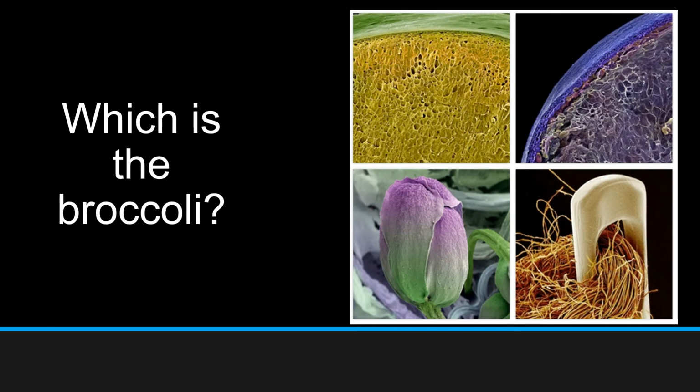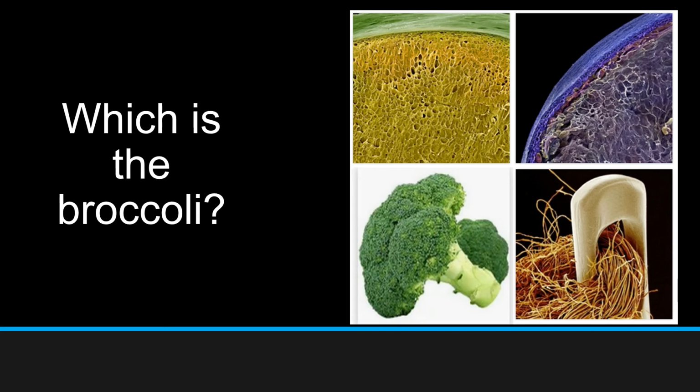Which is the broccoli. Now, I think this one was a bit tricky because often we don't see broccoli this colour, but there are different types of broccoli that can sometimes be a bit purple. But it is of course not the one in the top right, which is the blueberry. It is of course this bottom left one here, which is the broccoli. So well done if you got that one correct, because I realised that one could be a bit tricky.